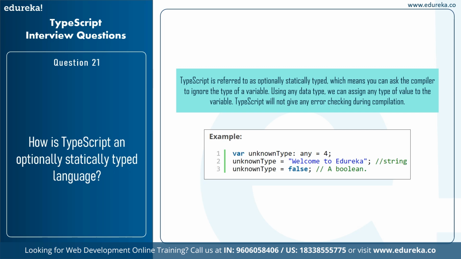Now we use this keyword unknown type, and first we pass a string, that is welcome to Edureka, and in the next one we pass false, which is a Boolean data type. So using the any data type, what you can do is you can pass any sort of data type in this. It can either be a string or a number or Boolean. So it will not give you any error.